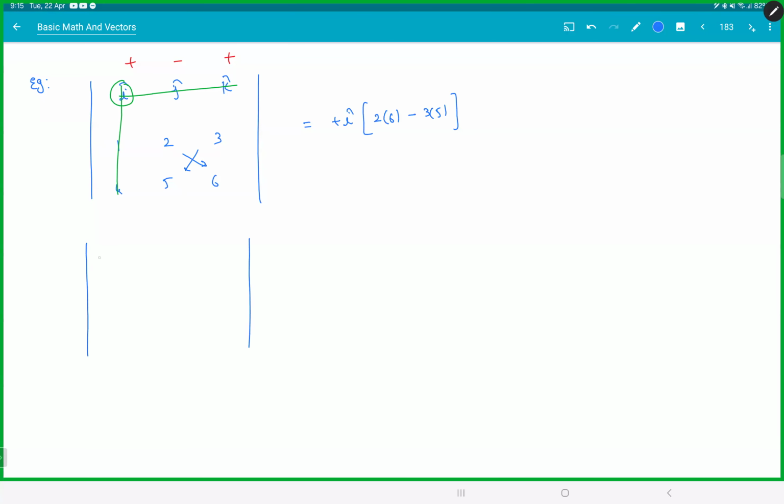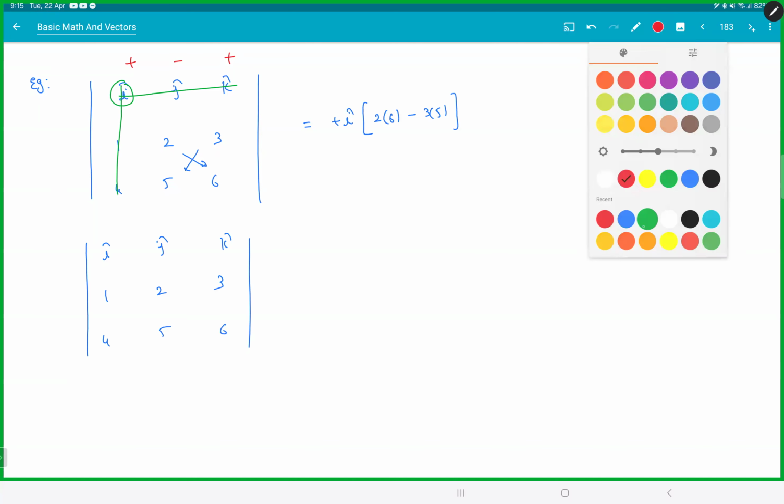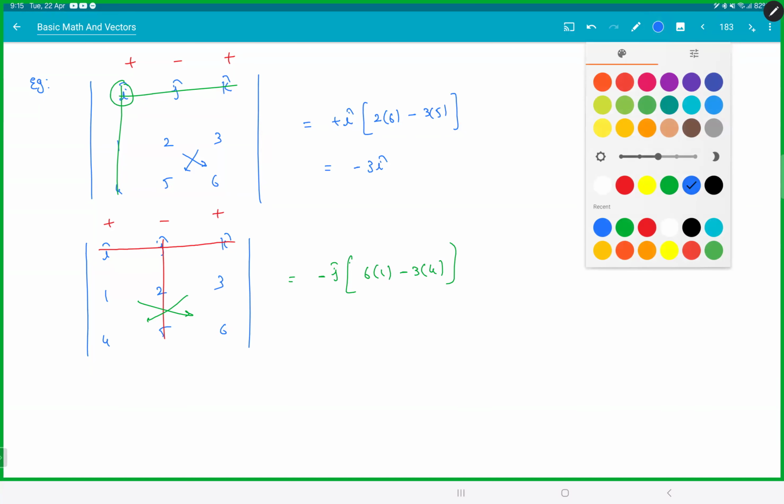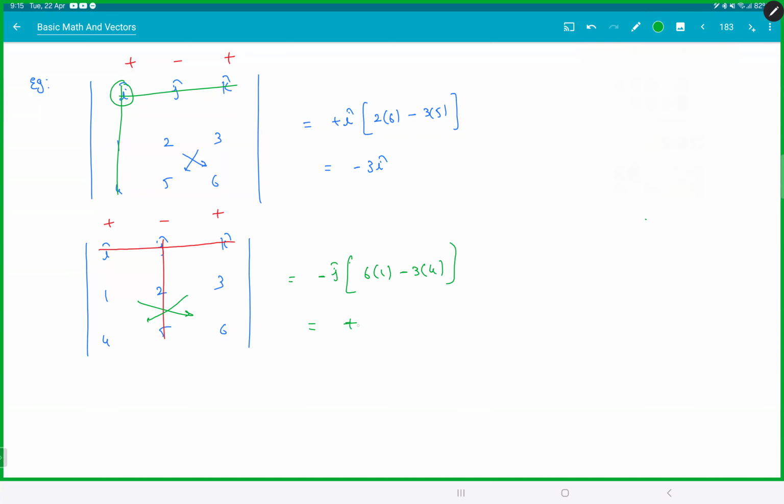For the second one, now every time you'll not be writing so many times, but okay, you're learning, first time you'll do it. 4, 5, 6. Same story, plus, minus, plus, so cancel this and this. Now we will do these two and these two. The second term will be minus J into 6 into 1 minus 3 into 4. So this will be how much? 12 minus 15. So this is minus 3i. And this will be 6 minus 12 plus 6ij.